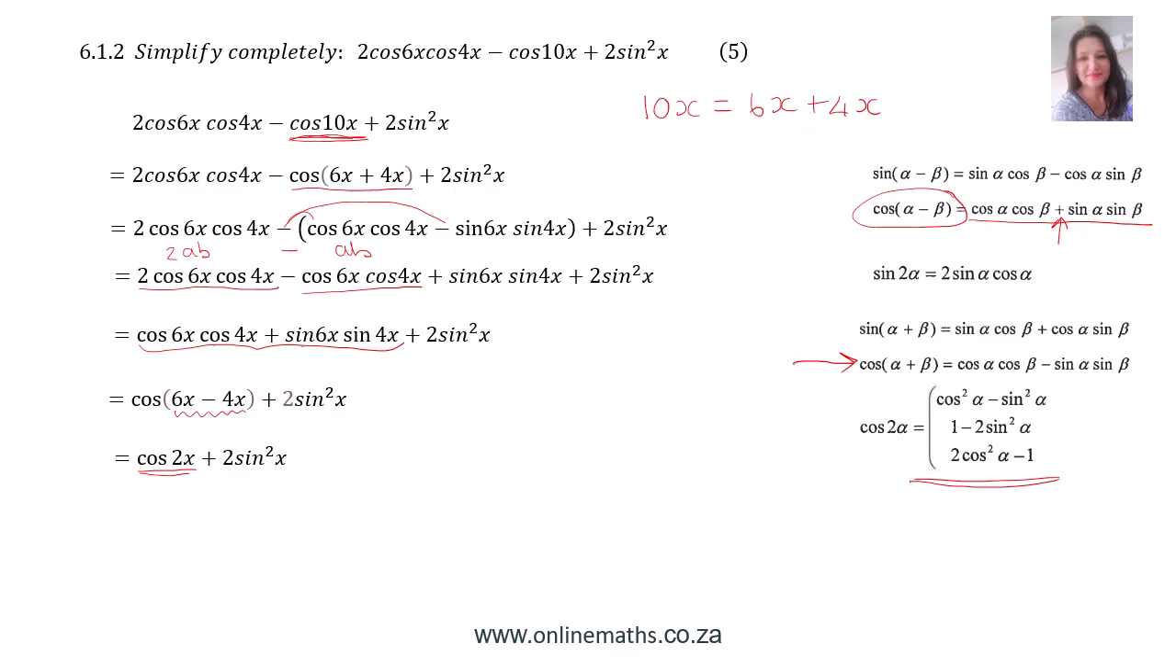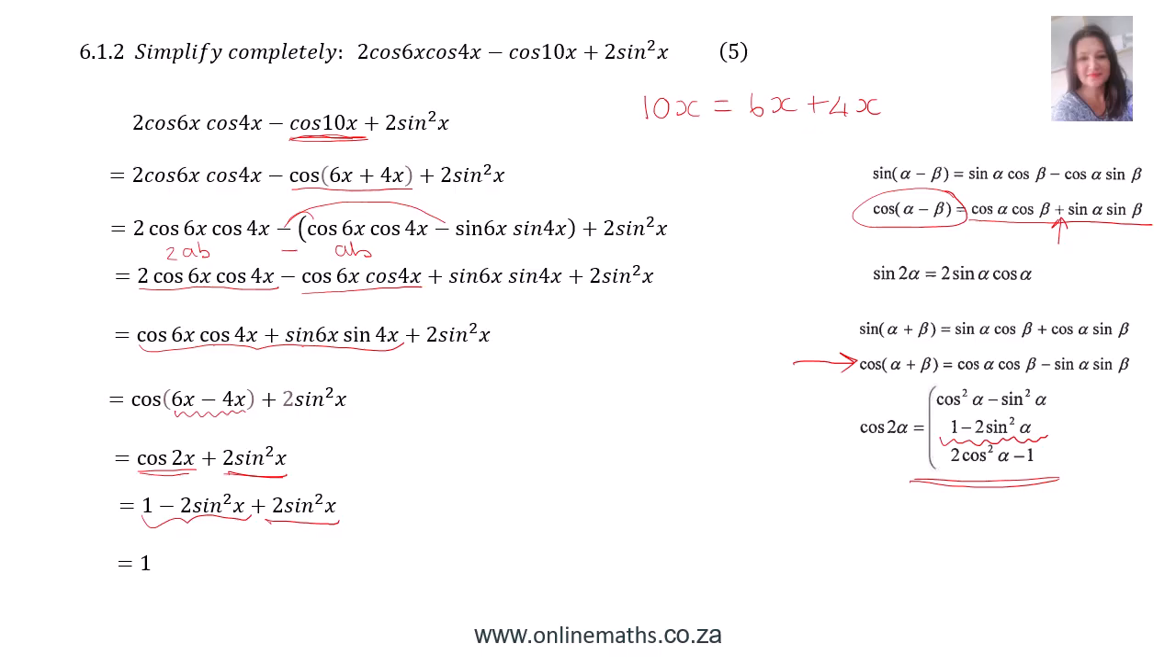My advice to you is to choose the one that contains the sin, since there's a sin squared inside your sum. So that 1 minus 2 sin squared x, that is your double angle. And then minus 2 sin squared x plus 2 sin squared x, they cancel each other out, and the answer is 1.